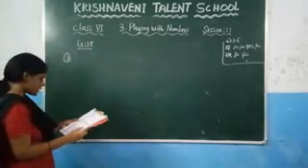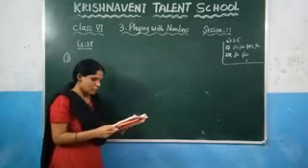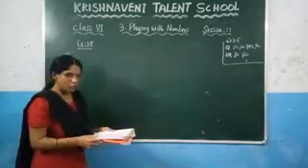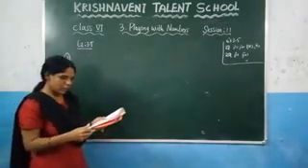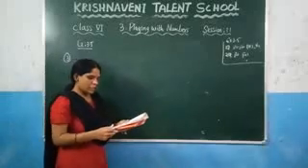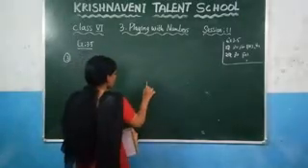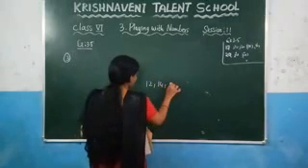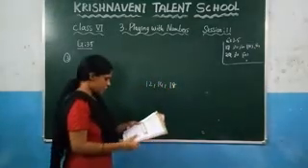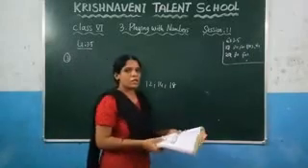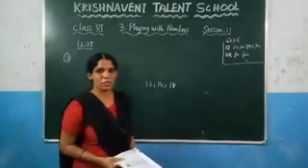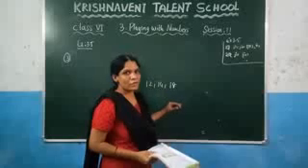What is the third question given here? Find the smallest number which when added to 5 is exactly divisible by 12, 14 and 18. Here they have given the numbers 12, 14 and 18, and they asked to find the smallest number. If they ask for the smallest number, that means you need to find the LCM of these three numbers.